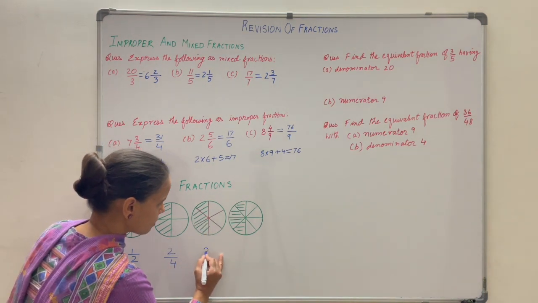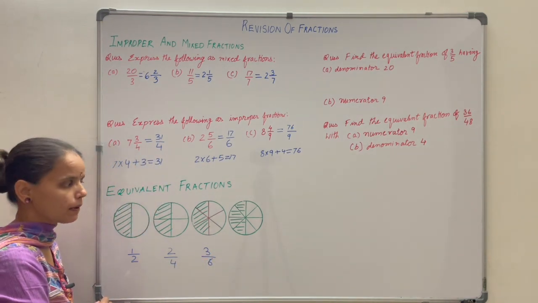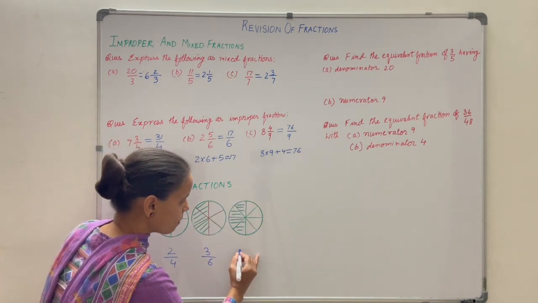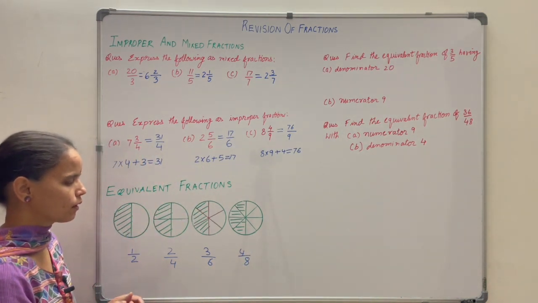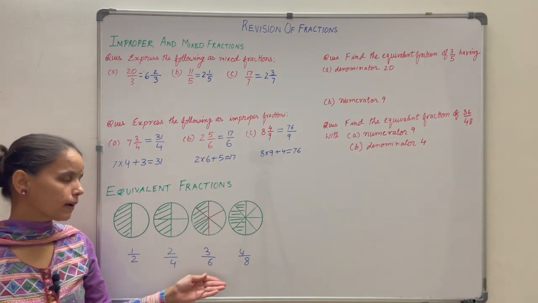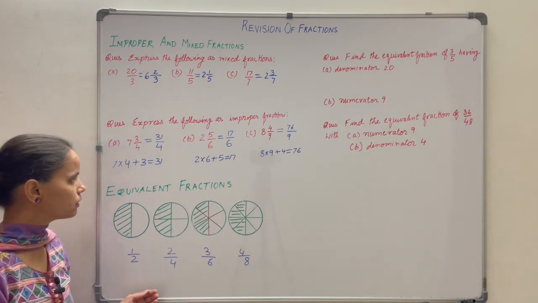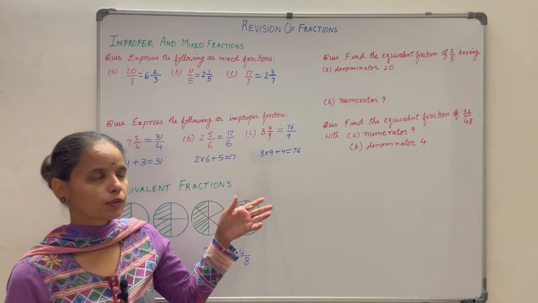Here three parts out of six parts are shaded. So this is 3 by 6. Here four parts out of eight parts are shaded. So 4 by 8 is the fraction. 1 by 2, 2 by 4, 3 by 6 and 4 by 8, all these are called equivalent fractions. Now let us do these questions.